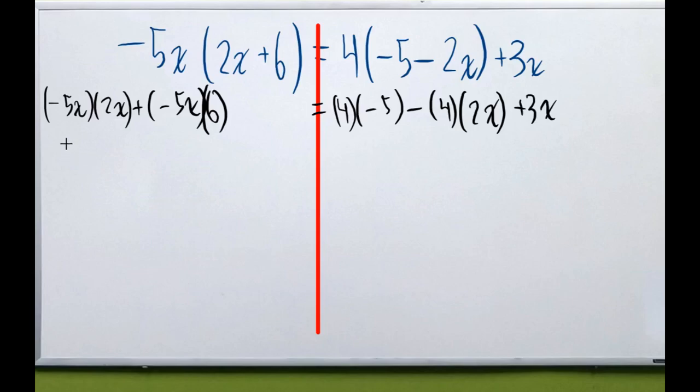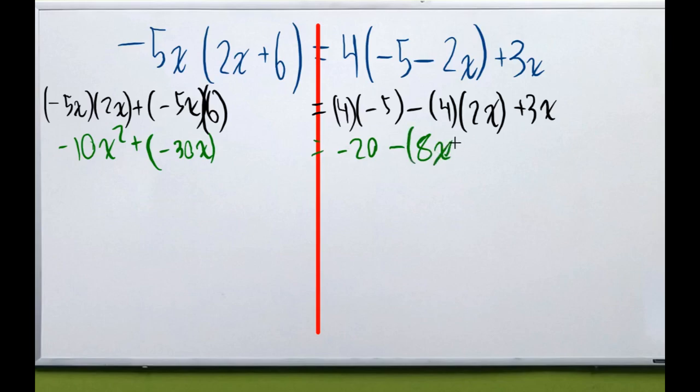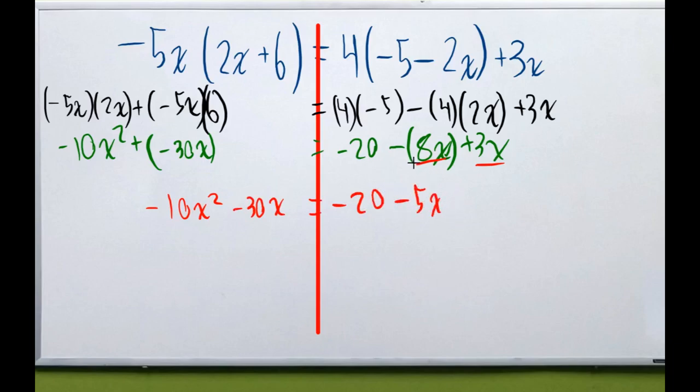Simplify that to get negative 10x squared. x times x is x squared, plus parentheses negative 30x, and that's equal to negative 20 minus 8x plus 3x. Oh, I see like terms right here. So we have negative 10x squared minus 30x is equal to negative 20 minus 5x. Negative 8x plus 3x is negative 5x.